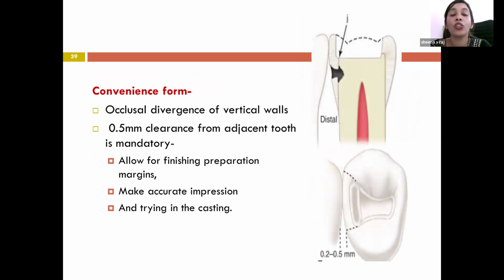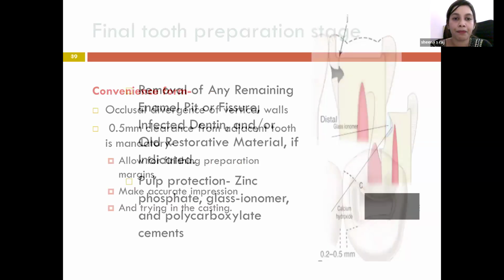Convenience form is the occlusal divergence. Normally, inlays have an occlusal divergence. So occlusal divergence on the vertical walls is the convenience form. And you can see in the image there is a clearance of 0.5 mm. Why is a clearance of 0.5 mm required? To allow for proper finishing of the preparation, for accurate impression taking and for trying in the casting.